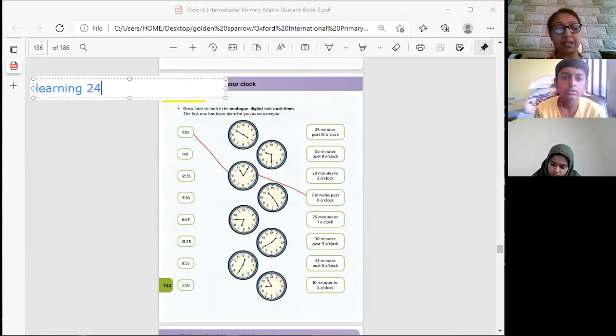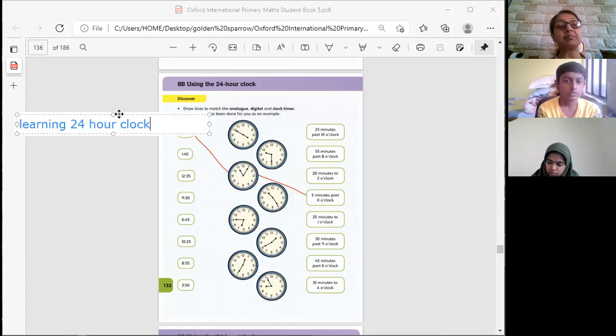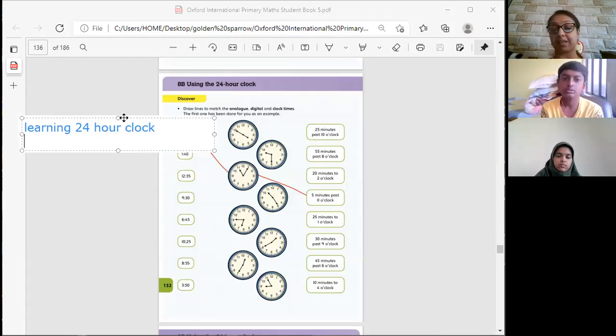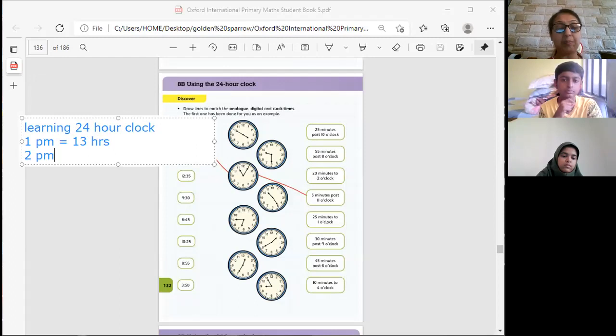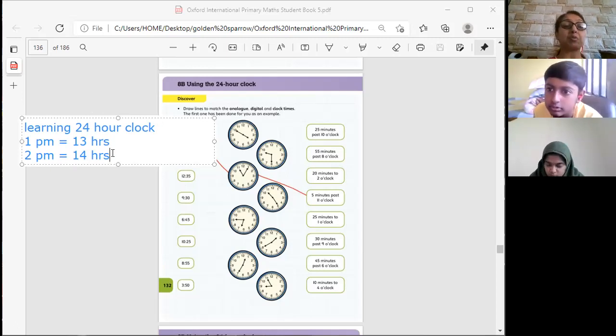So what are we learning? Learning 24-hour clock. Yeah, and here you will start writing whatever I'm writing. 1 p.m. is equal to 13 hours. Same way we will write 2 p.m. is equal to 14 hours. Please write this down in your notebook very quickly so that in the exam time you know what you are supposed to write if it is asked in a 24-hour clock.